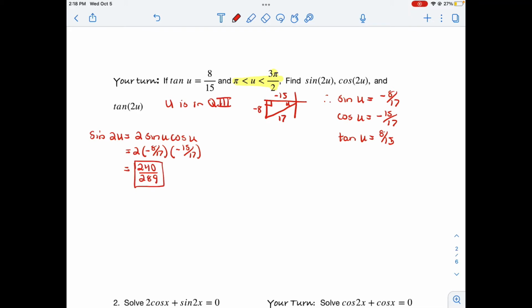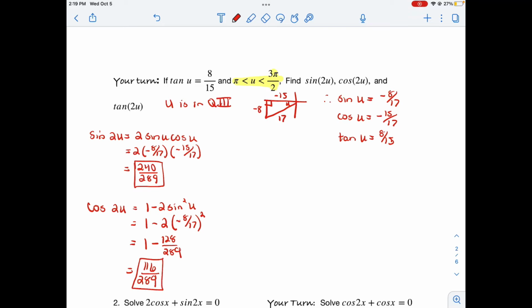Okay, now you figure out cosine of 2u. So cosine of 2u, since I was given tangent, I wasn't given either sine or cosine. It really doesn't matter which formula you use. I'm going to choose 1 minus 2 sine squared u, just because I hadn't used it yet. But you can use any of the formulas you want. So I'm going to replace the sine of u with -8/17. Make sure you square that. And then doing my algebra, working this out, I end up that cosine of 2u is 116 divided by 289.